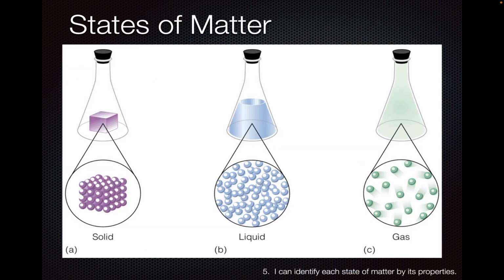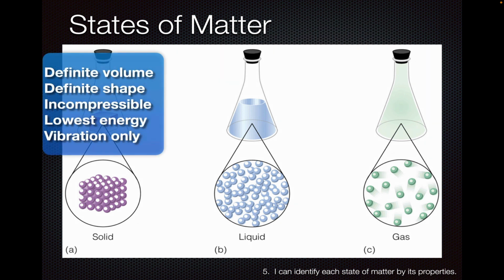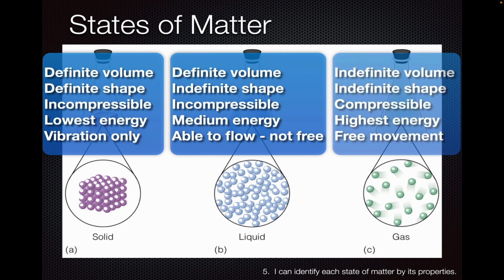The next thing we want to talk about are states of matter. There are 3 main states of matter that we want to talk about: solids, liquids, and gases. And this is how we define them. Okay, so solids have definite volume and shape. They're not compressible. They have the lowest energy and they vibrate only.